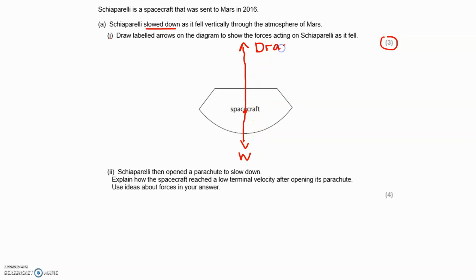So there must be a resultant force upwards which is causing the spacecraft to slow down. So we'll label those 2 forces, drag and the weight. Just to clarify, where do those 3 marks come from? Well, first of all, it says draw labelled arrows. So you have to first of all draw an arrow labelled weight. That would give you 1 mark, and then you have to draw an upwards arrow labelled drag. That would give you the 2nd mark, and showing that the drag is greater than the weight would give you the 3rd mark. And so that's where the 3 marks come from.